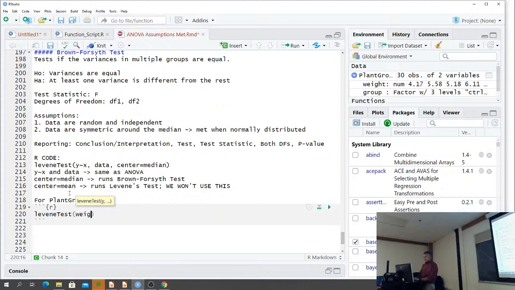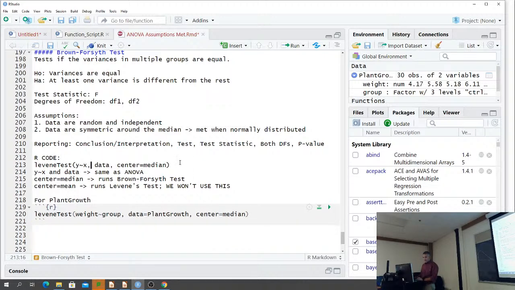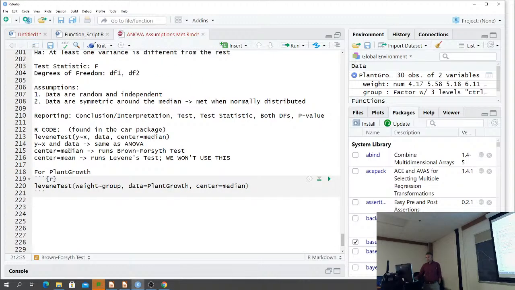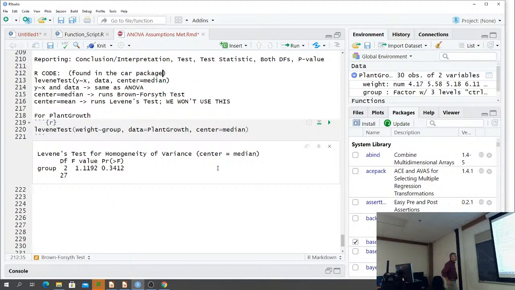We have weight as a function of group, data is plant growth, and center equals median. I am going to note here that leveneTest in this R code is found in the car package. So this is in the car package. Very useful. So I'm going to run it and we get this output.